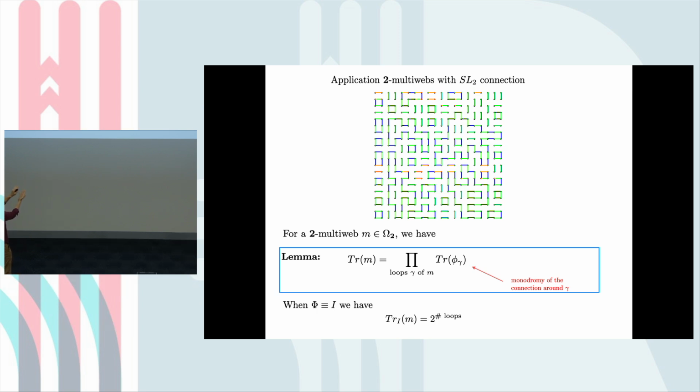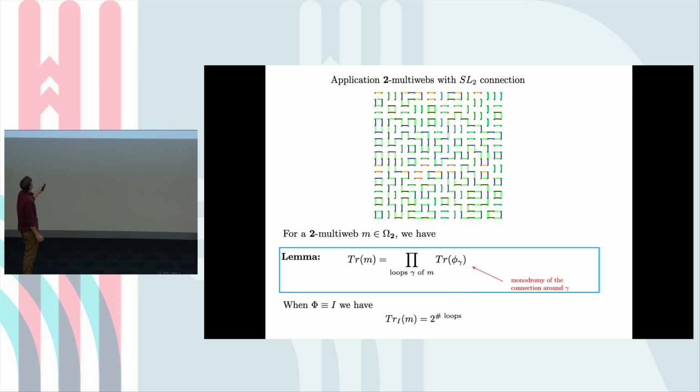I shouldn't necessarily think of a 2 multiweb as coming from a union of single dimer covers, but anyway, I was too lazy to remake the picture in black. Okay, so if we have a 2 multiweb, there's a nice, simpler way to think about the trace. What is a 2 multiweb? It's a union of loops and doubled edges. What is the trace of such a multiweb? Let's suppose that we have an actual SL2 connection, so all the matrices have determinant 1.